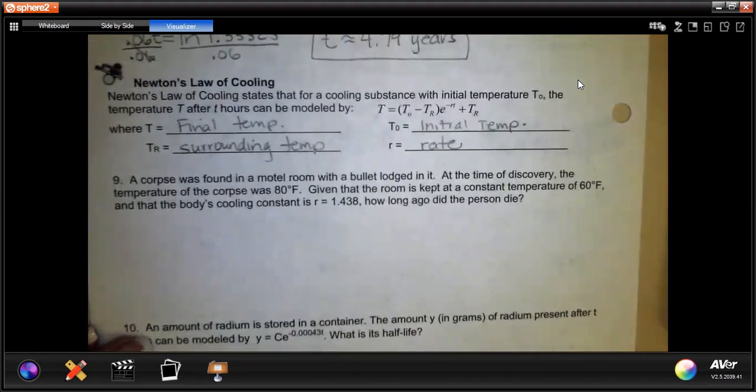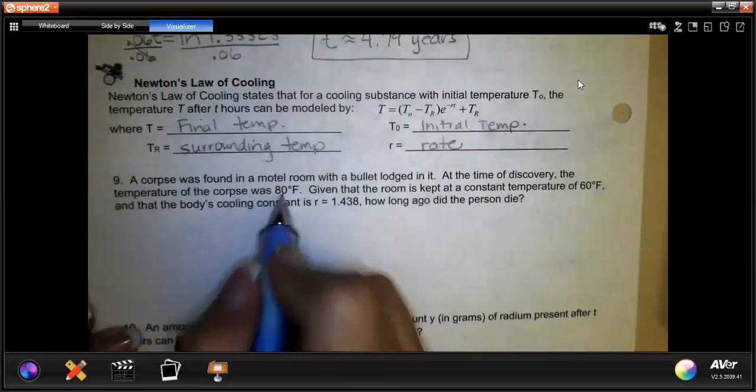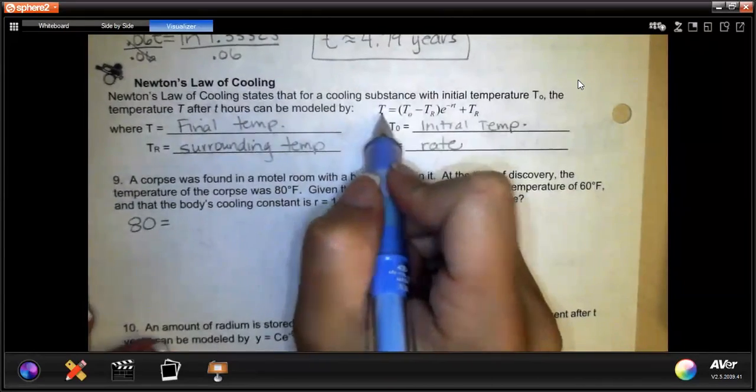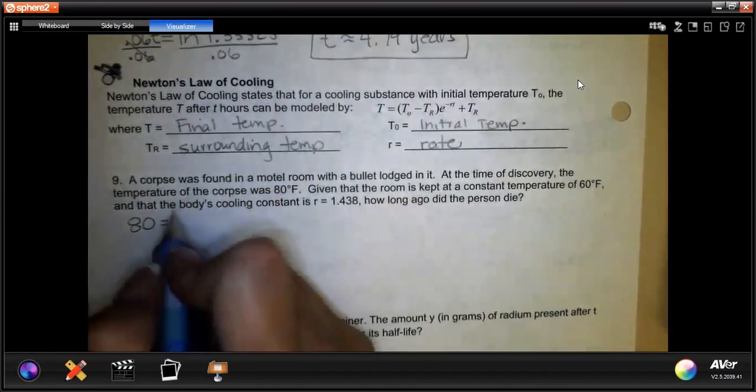So some forensic science here. So our final temperature was 80 degrees. So we're going to have that 80 degrees at the end here. Now we're going to set up the rest.